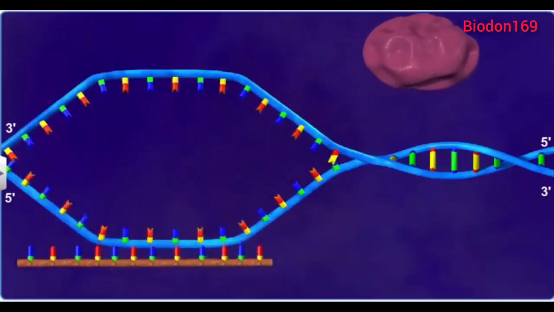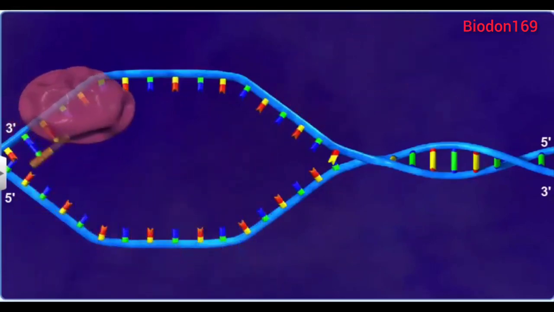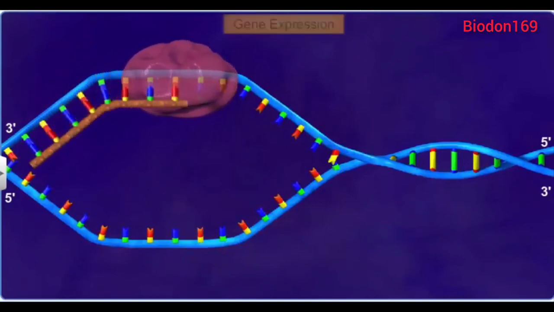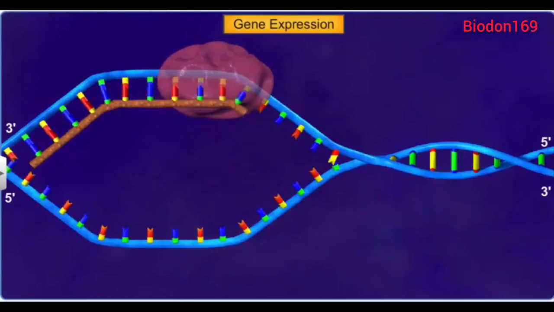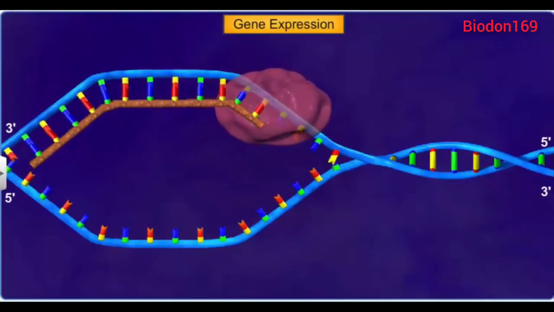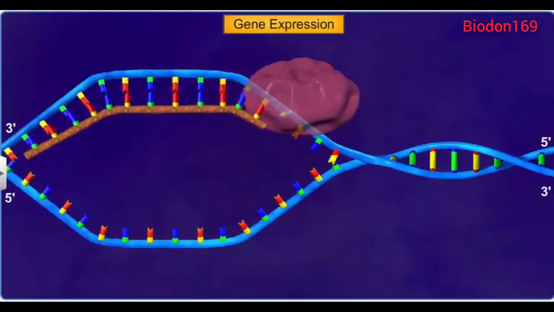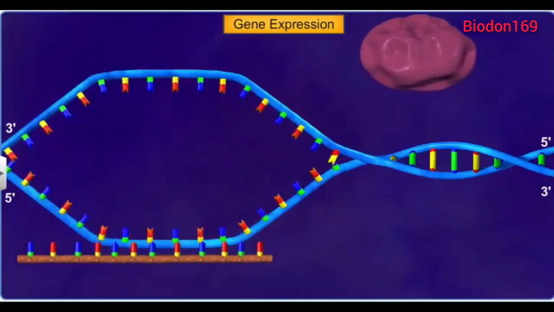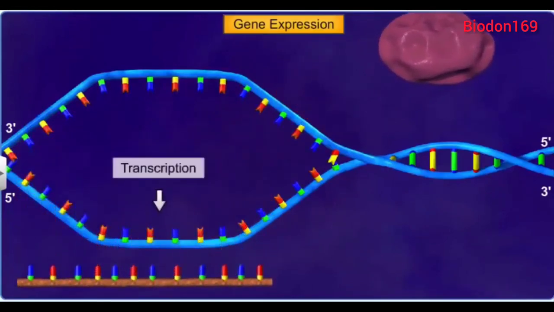Transcription also happens to be the first stage in the process of gene expression. As it helps in the transcription of a gene into messenger RNA and encodes for a protein.